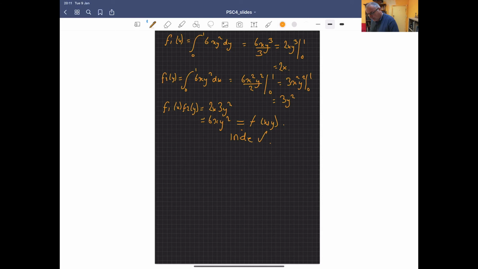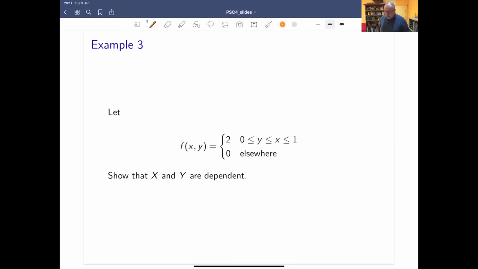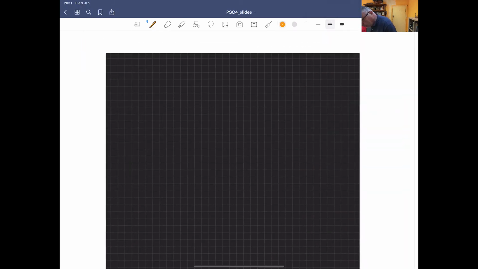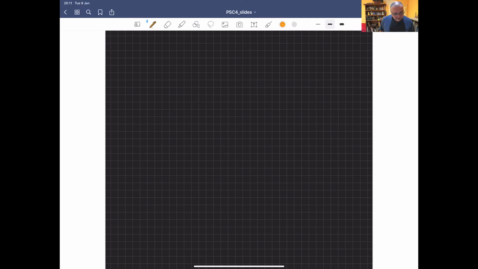Let's look at an example where they're not. So here we've got f(x,y) equals 2, where y is less than x, and both y and x lie between 0 and 1, and we want to show that they are dependent. Same process again. We calculate the marginals, we look at the product, and we see if it's the same.